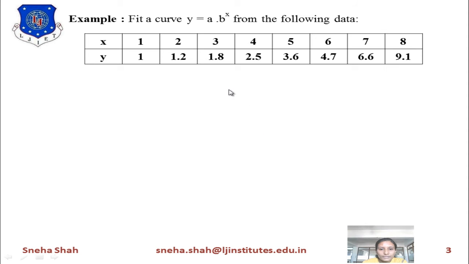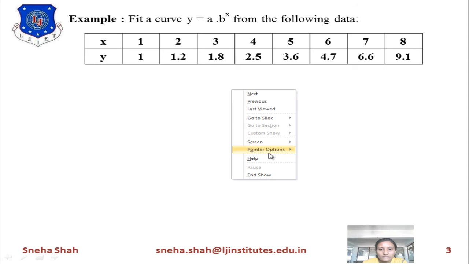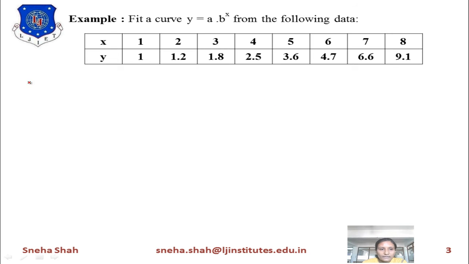So to solve this example, we will start from y equals a into b raised to x. Now we can't fit this properly, so for that we will take the logarithm on both sides, because every time you have to take b raised to something, it is more complex. So we will convert this in terms of log, and then we will convert it in terms of a line. And as you know the curve fitting by using a line, you can solve this example by fitting the curve in the form of a line.